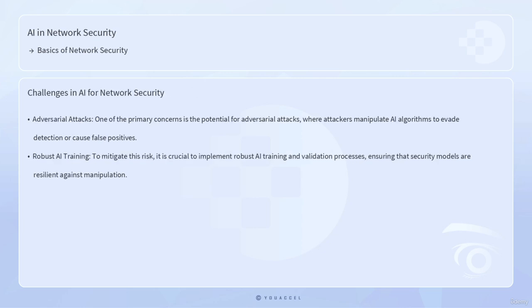Despite its numerous benefits, the use of AI in network security is not without challenges. One of the primary concerns is the potential for adversarial attacks, where attackers manipulate AI algorithms to evade detection or cause false positives. To mitigate this risk, it is crucial to implement robust AI training and validation processes, ensuring that security models are resilient against manipulation.